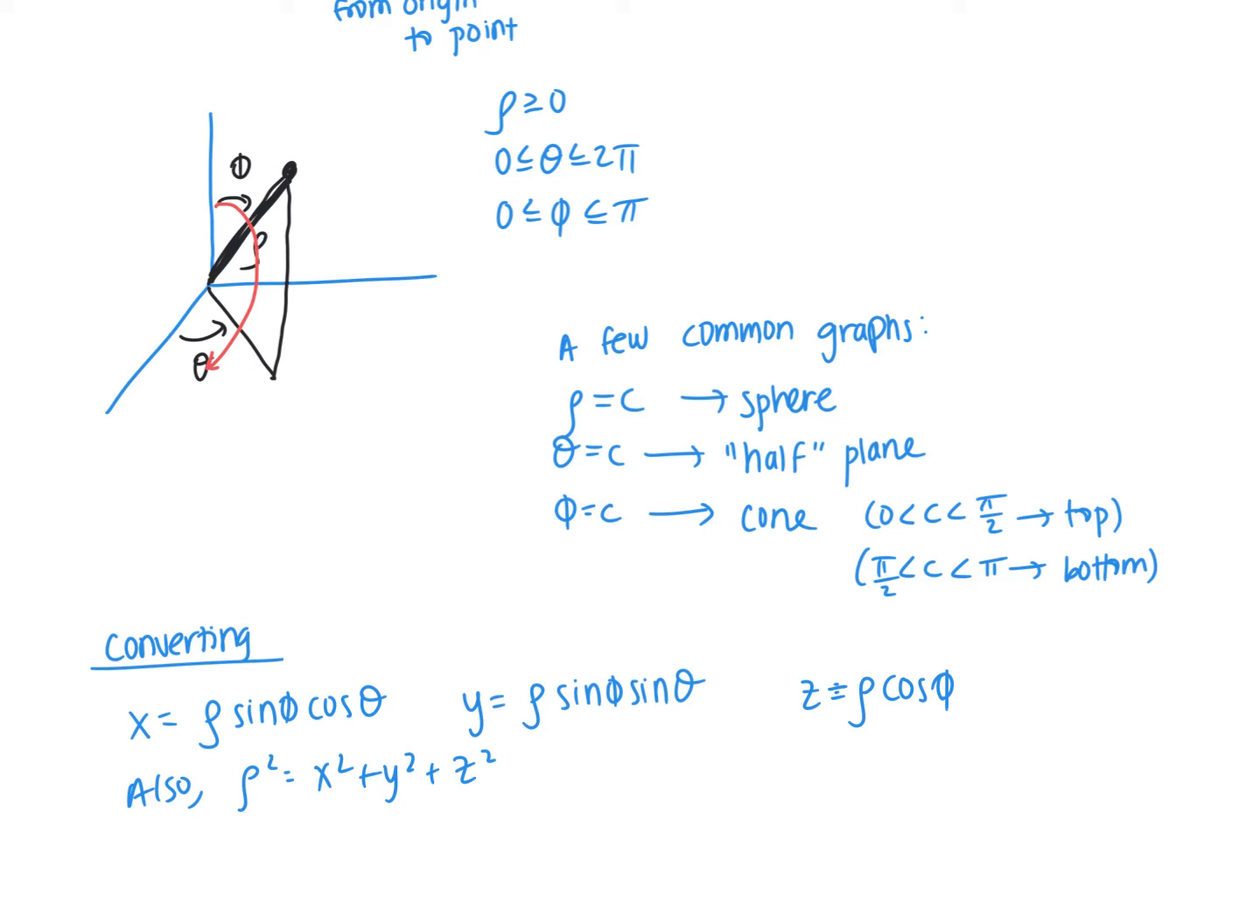Wait, what's that? Z equal, is that rho cosine of phi? Oh, plus or minus. No, it's just my equal sign was unclear, so I drew it again.